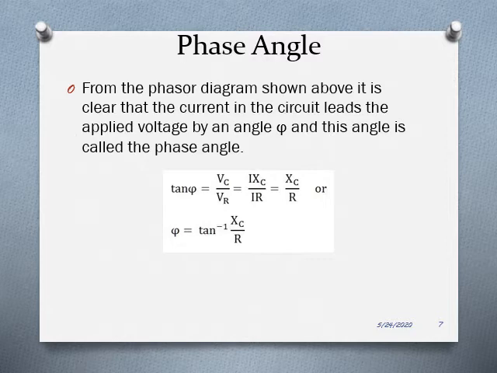So cos phi is equal to the adjacent side divided by the hypotenuse. So it will be R by Z. So if you want to find phi, it is cos inverse of R by Z. Either of the equations you may choose to find the phase difference.